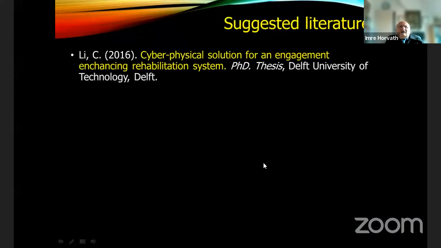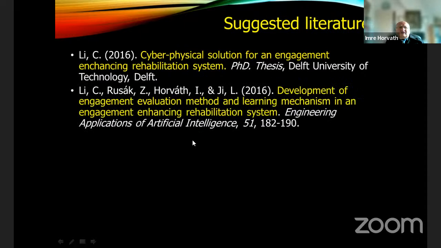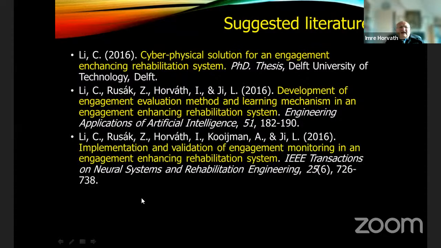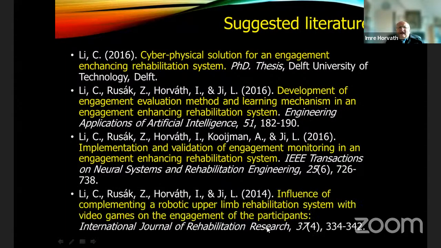And then you may study several papers what we published. First of all, the PhD thesis, which has the title Cyberware Solution for Engagement Enhancing Rehabilitation System. We also published this paper, which is titled Development of Engagement Evaluation Method and Learning Mechanism in an Engagement Enhancing Rehabilitation System. This was an early exercise in 2016. Then we published something on the implementation concept. This paper is about that, and this was a paper which reported on putting the robotic upper limb rehabilitation system into practical usage and investigating the achievable engagement level.